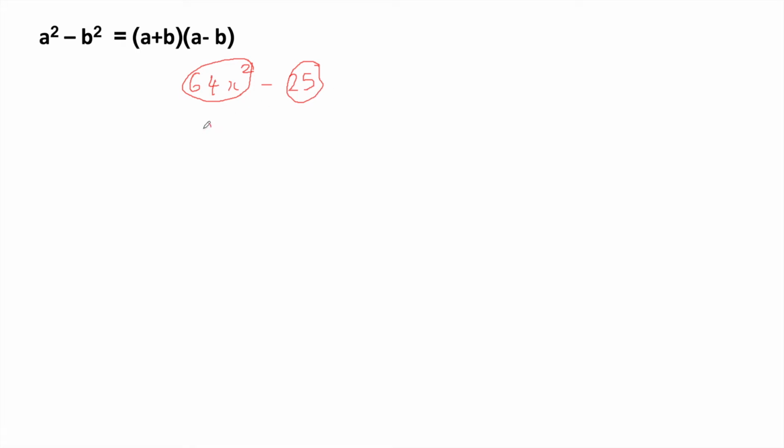Both the terms are perfect squares. So here a square is equal to 64x square, that means 8x the whole square. So what will be the a? A is 8x. B square is equal to 25, that means 5 square. B is equal to 5. Okay, so the factors will be a plus b into a minus b.